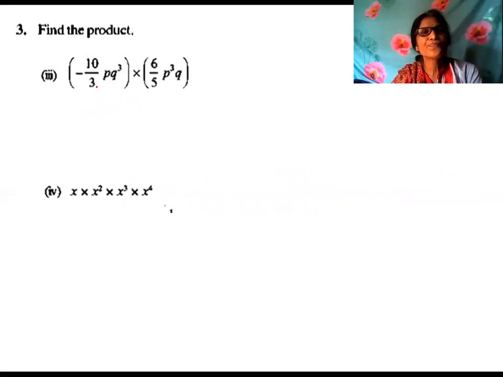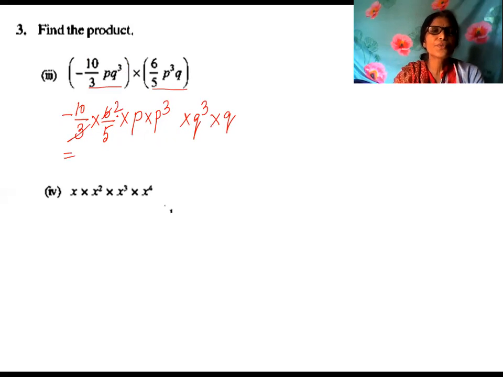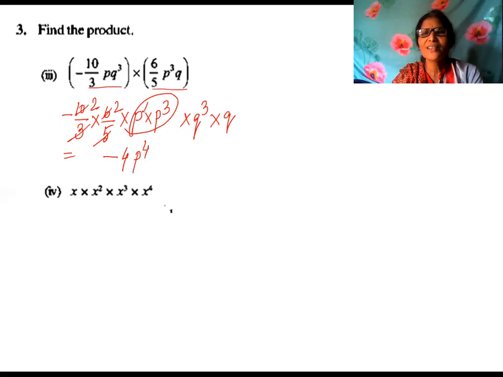Then the third part. It's the same thing: minus 10 by 3 p q cube, 6 by 5 p q to the power 1. So I'll write all the numbers first. Then I'll get all the p. Then I'll get all the q. So simplify: 3 2 times, and 6 and 5 2 times. So it will give you minus 4. So how many p? p to the 4, because the powers are added. Here also this gives you q to the 4.